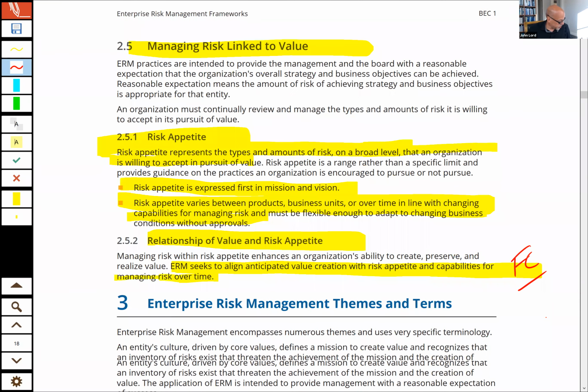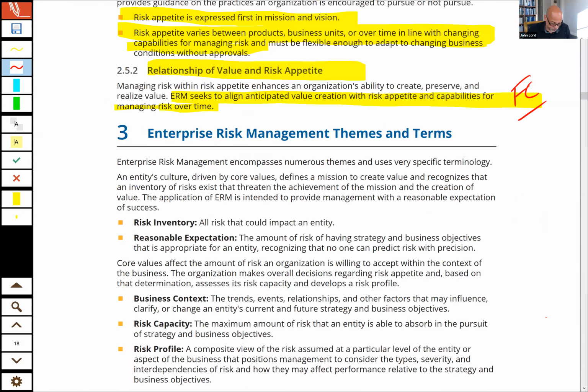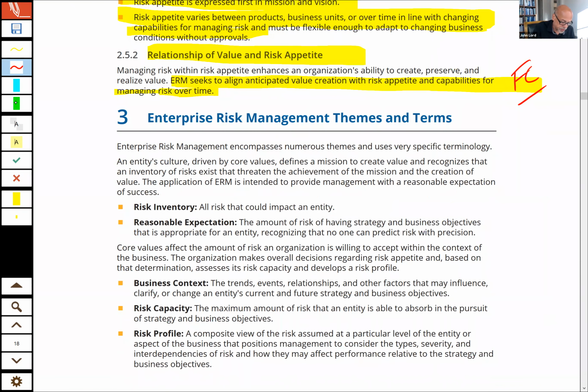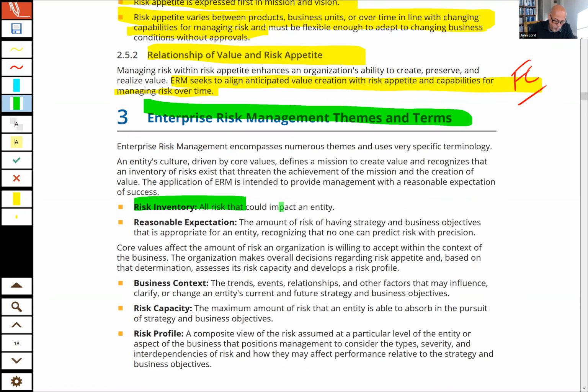Okay, so let's go ahead and continue now with these enterprise risk management things in terms of the idea of value, and then we're going to start to take some steps. For example, we will take a risk inventory. What are the risks that are going to affect us? What are some of the threats to the organization? Then we're going to establish a reasonable expectation, and we're going to recognize that no one can predict risk with precision. That's the whole problem with it.